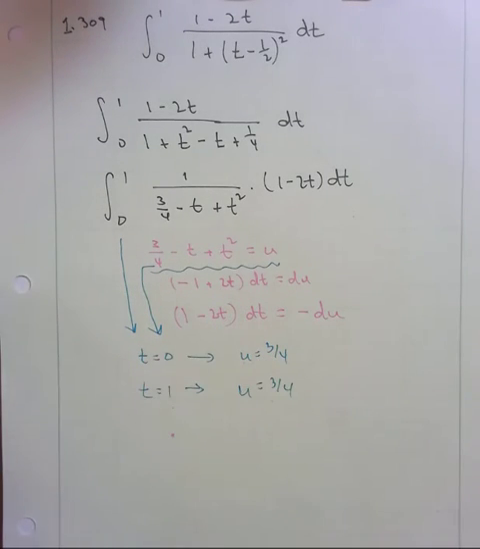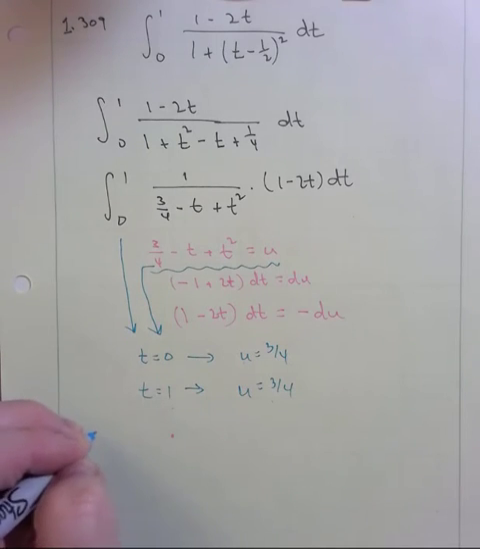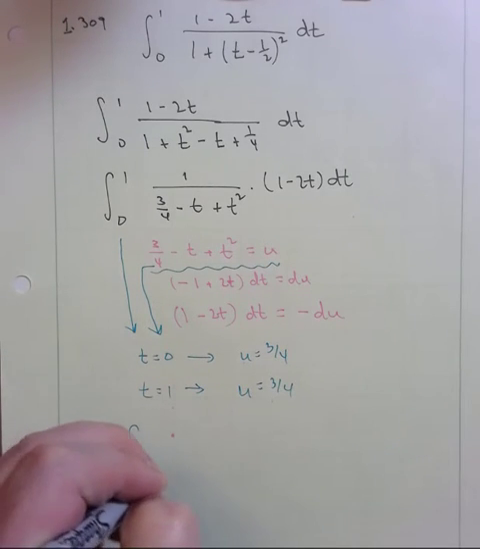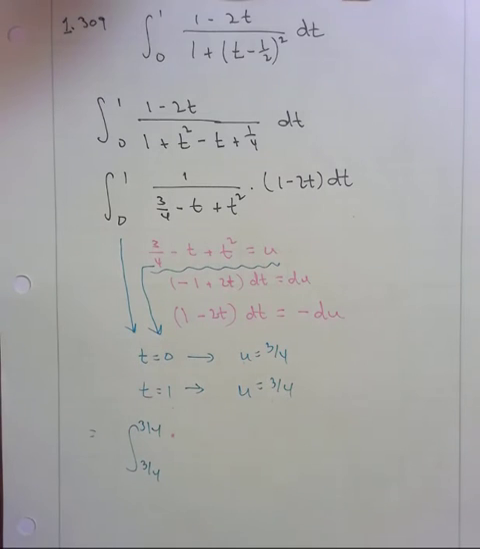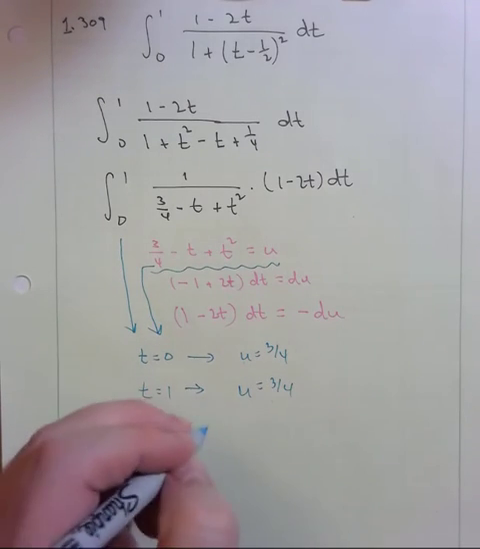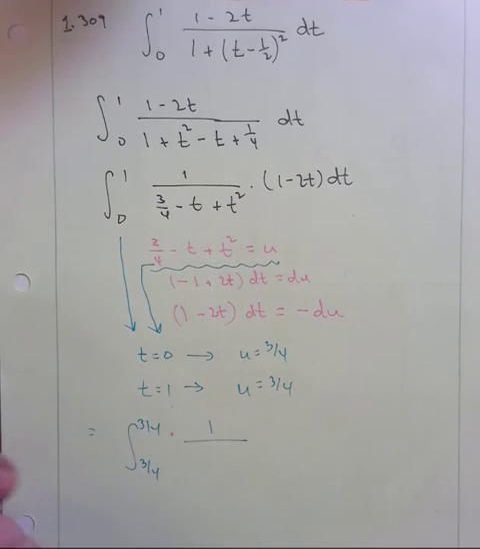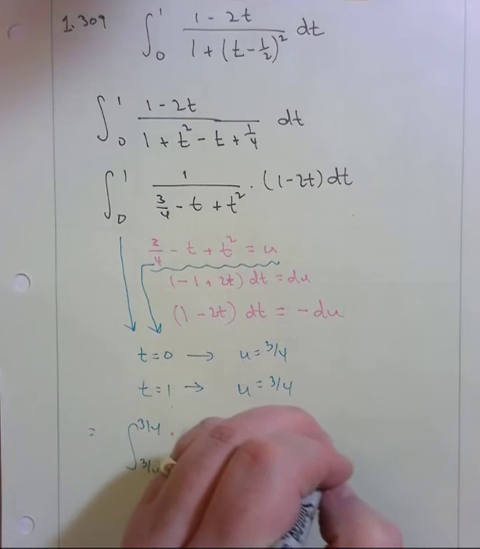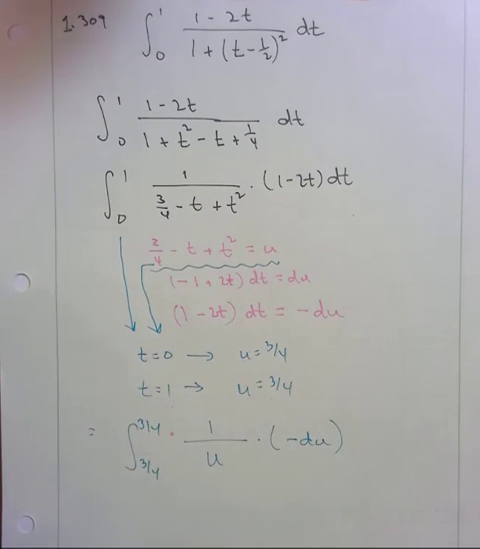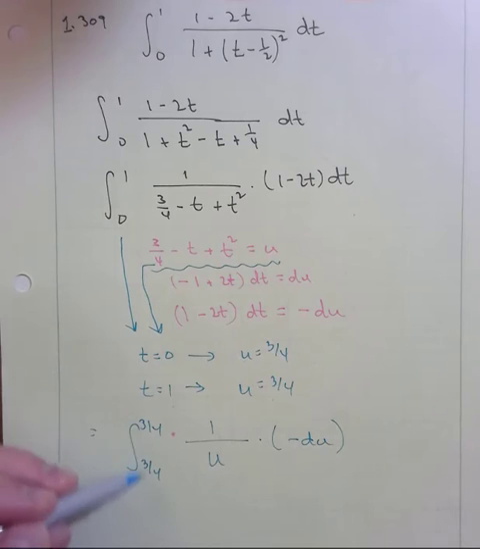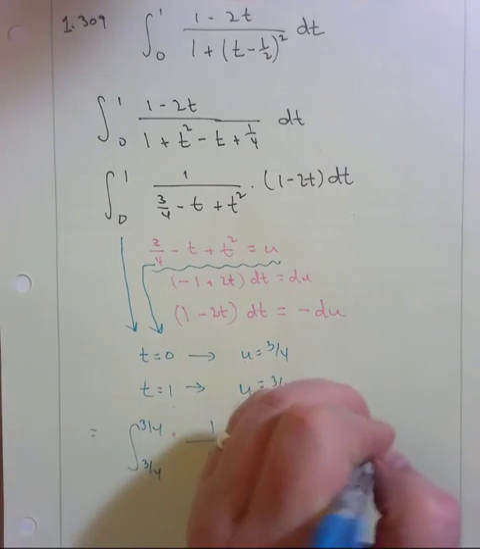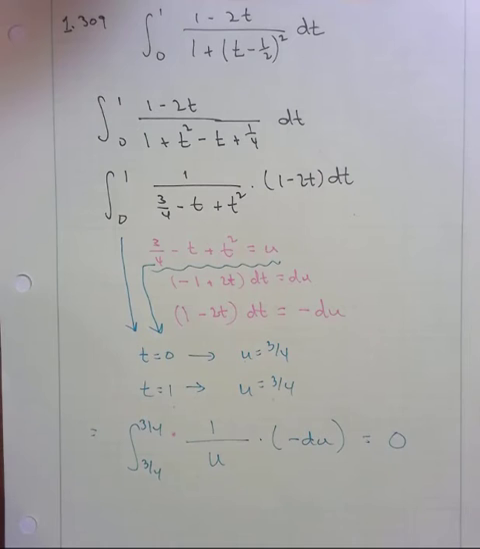What do you know? We end up getting the same value for u from both of the endpoints. Well, it is what it is. Let's complete the substitution just for practice. We've changed limits. The quotient, or the rational function, is just 1 over u with our substitution. Over here we get negative du. And we could tidy this up a little bit, but looking at that, this is going to be 0. A definite integral between identical endpoints is 0.